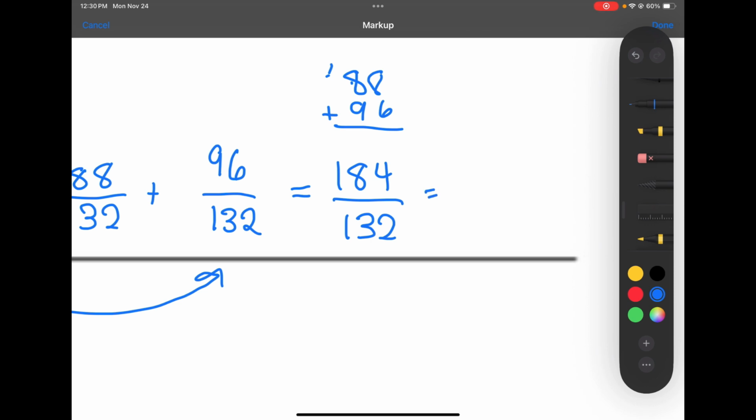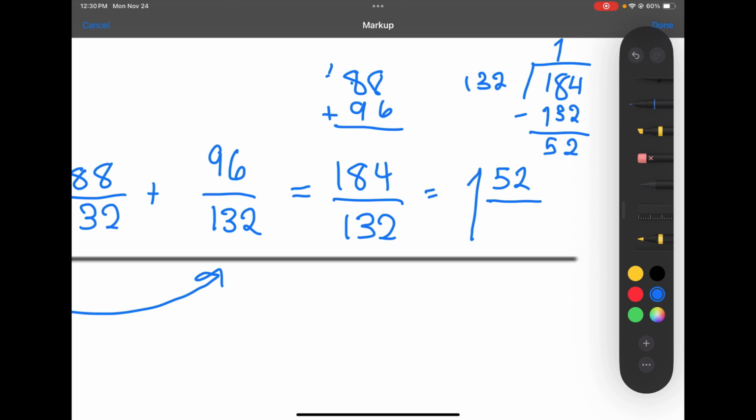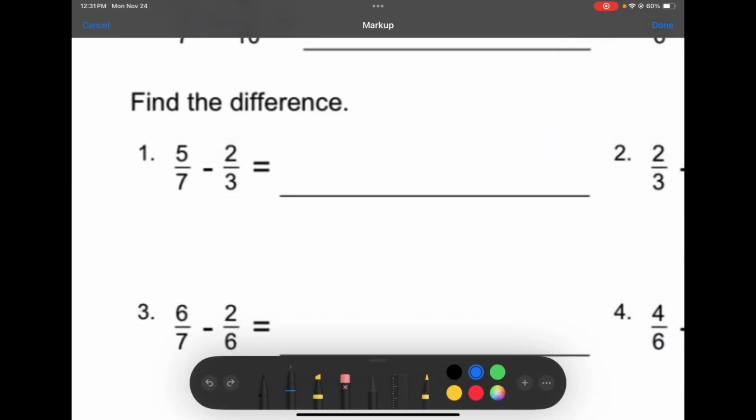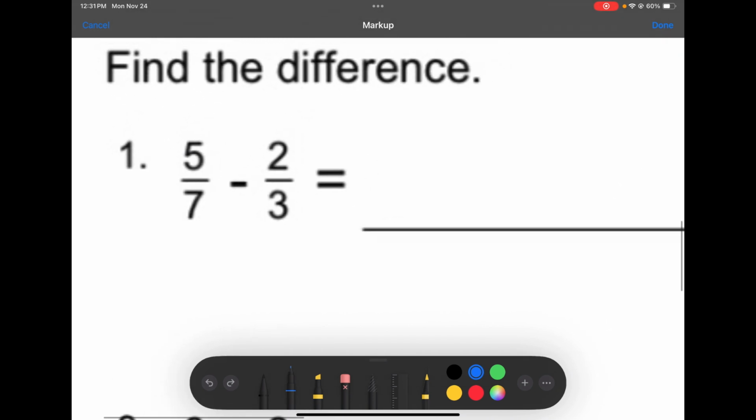We know that 132 goes into 184 one time. And if we subtract that amount, what we are left with is 52. So again, our whole number is 1. Our numerator is what's left over, and our denominator stays the same. So that is our answer.